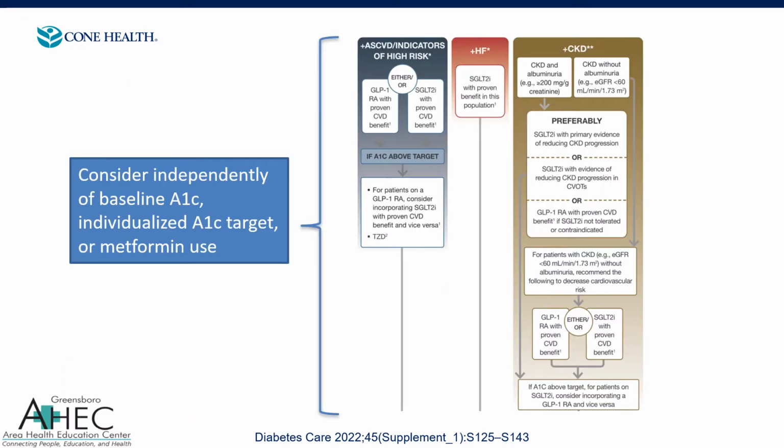Moving through that large diagram or algorithm from the guidelines, there is a list of medications that we should consider independently of baseline A1C, an individualized A1C target, or metformin use. Essentially, what kind of comorbidities does our patient have, and is there a medication we could put them on to help decrease their risk or help better manage those comorbidities along with their diabetes? These disease states include ASCVD, heart failure, and/or CKD.